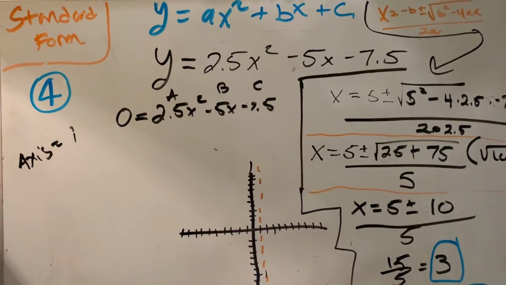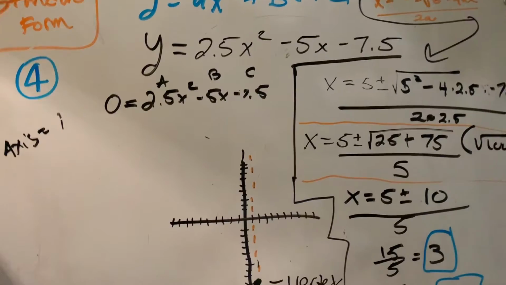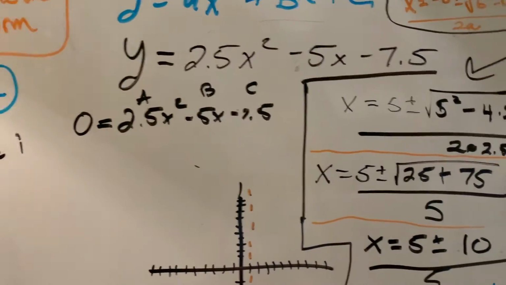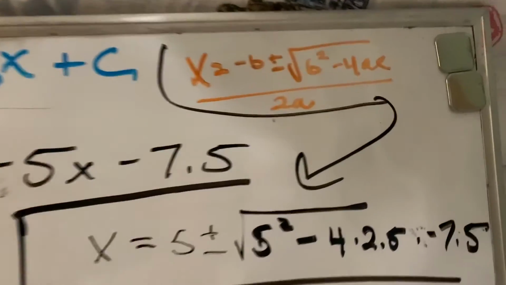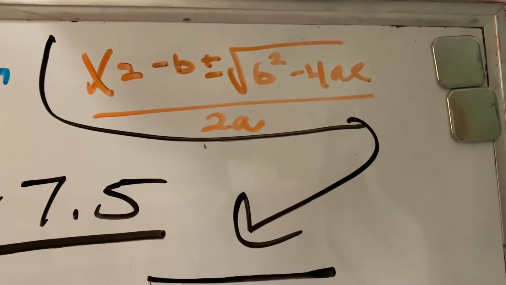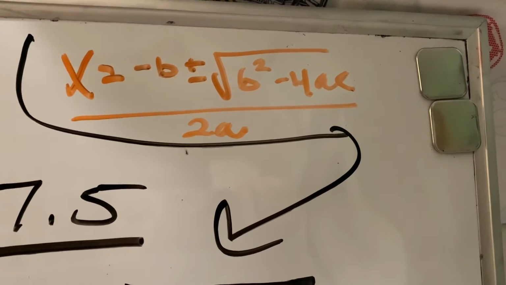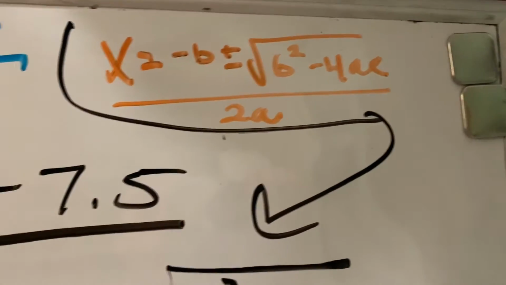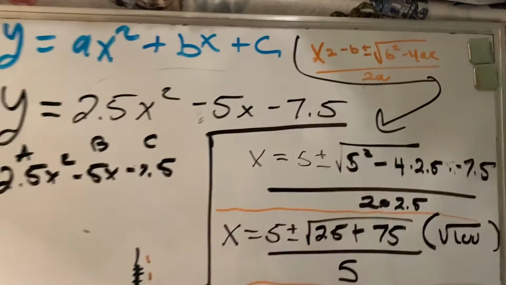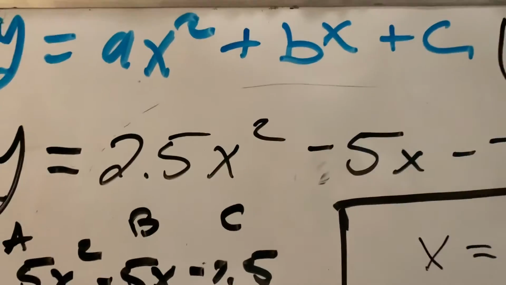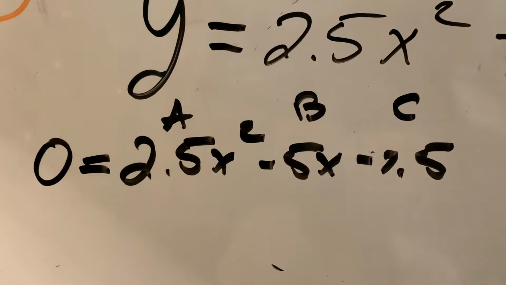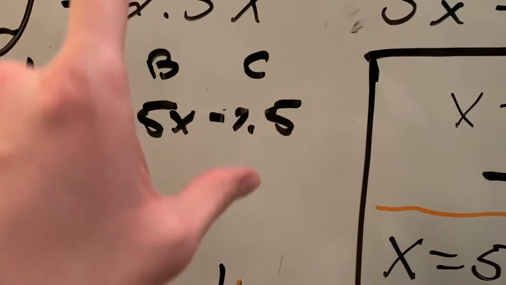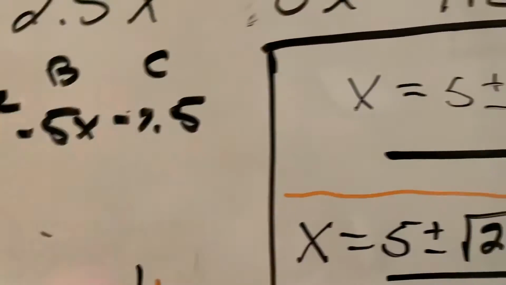Now we're going to be calculating the zeros, which is a very long process. So here we go. We're going to first start out with choosing to use our quadratic formula, which is x equals opposite of b plus or minus square root of b squared minus 4ac over 2a. So let's get started. First of all, we have to put this equal to 0, of course. 2.5 is our a, -5 is our b, and -7.5 is our c.